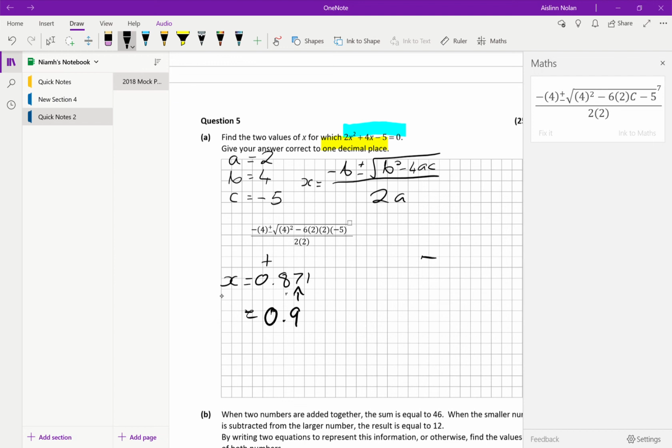When we look to the minus, we end up with x equals minus 2.871. And when we round, we have to look to the 7, which rounds that to minus 2.9. So your two answers there are 0.9 and minus 2.9.